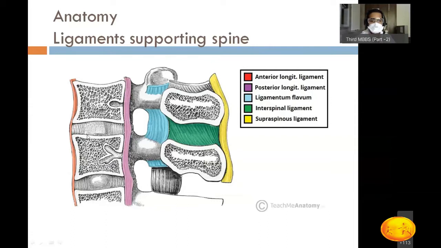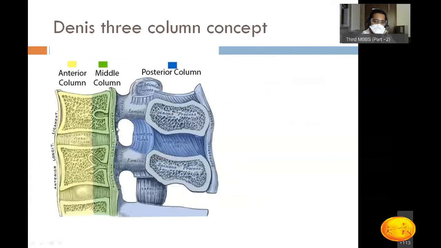So all these are helpful in maintaining the stability of the spine, and injury to these ligaments is used in classifying the injuries to the spine and formulating treatment accordingly. So this is the very basic concept given by Dennis and others. They have divided the spine into three columns: anterior, middle, and posterior.